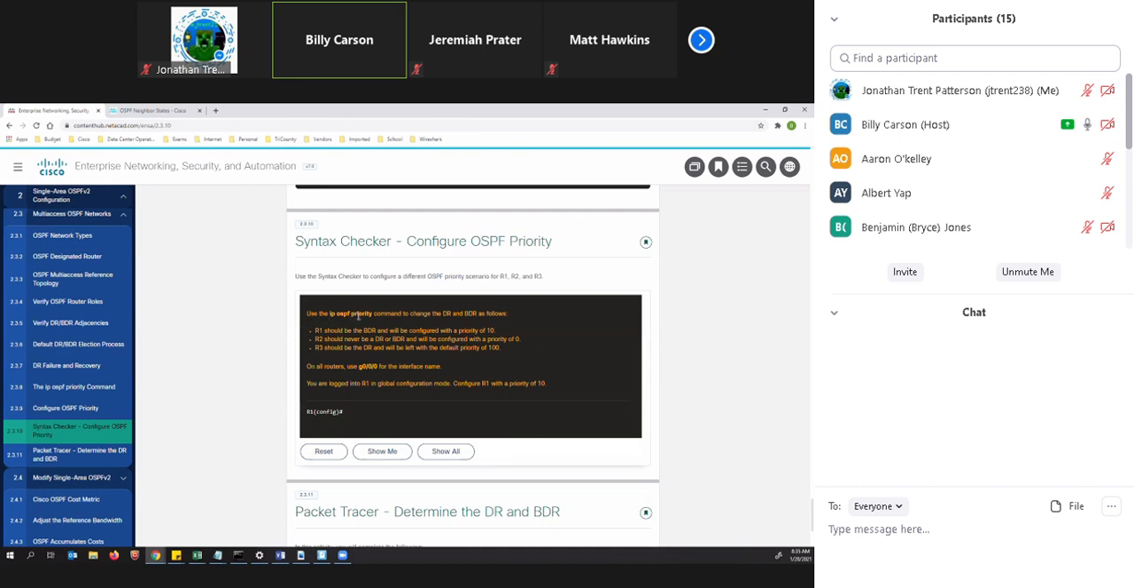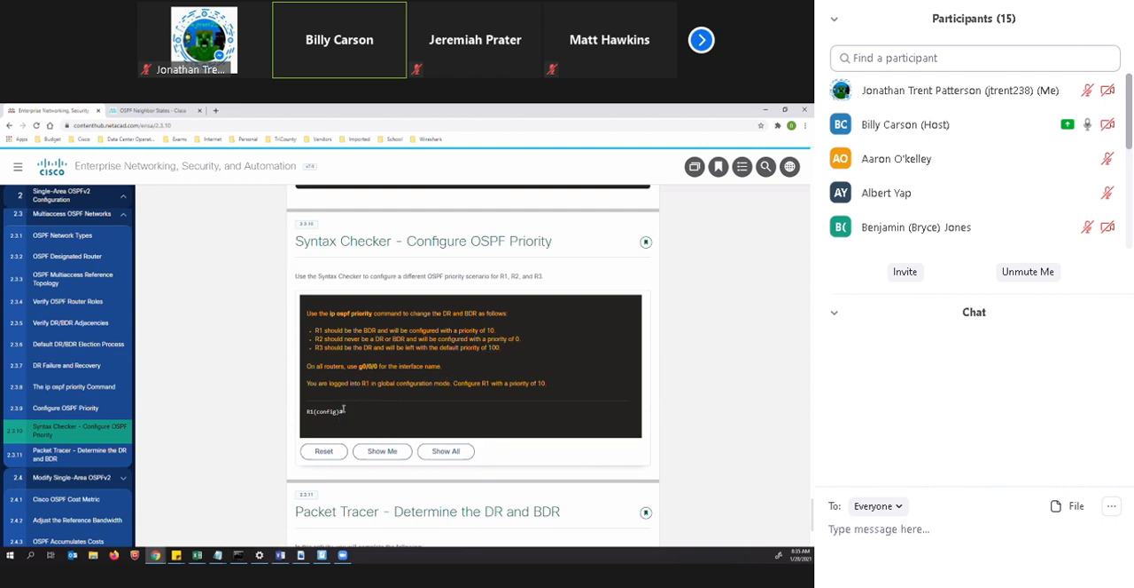Use the IP OSPF priority command to change the DR and BDR as follows, okay? Router 1 should be the BDR and will be configured with a priority of 10. R2 should never be a BDR and will be configured with a priority of 0. And R3 should be the DR and will be left with a default priority of 100. All routers use G0/0/0 for the interface. You are logged into router 1.